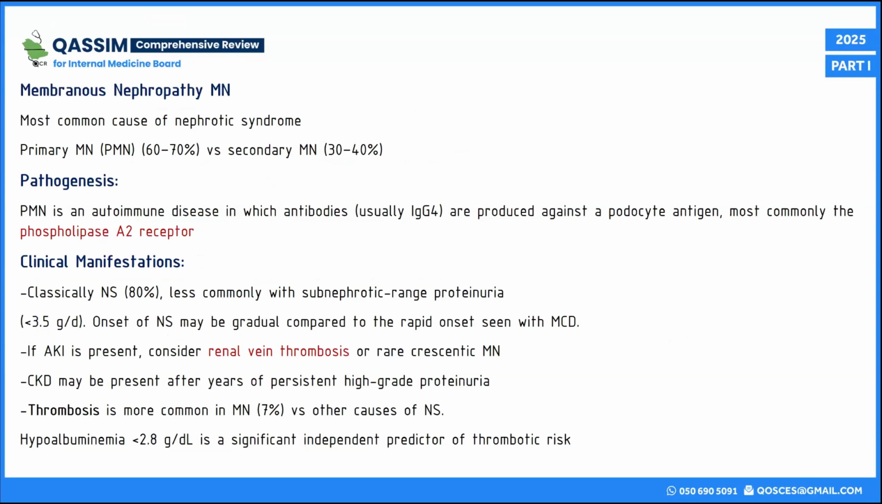What about membranous, the most common cause of nephrotic syndrome? The primary form accounts for 70%, so most likely it is a primary cause, while secondary accounts for 30 to 40%. What is the pathogenesis of this one? Here we have the antigen and antibodies, called phospholipase A2 receptor. This is important for the diagnosis of the patient. If this is present in the labs, there is no need for biopsy.